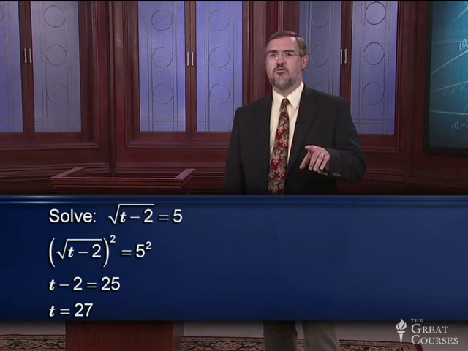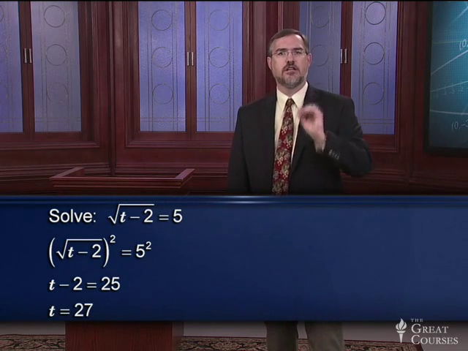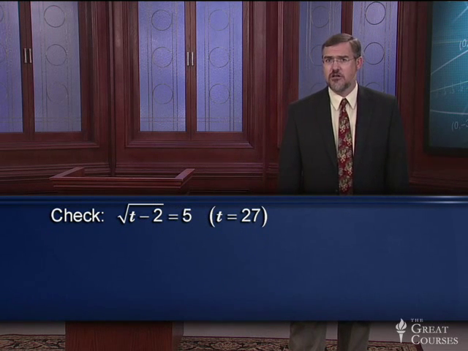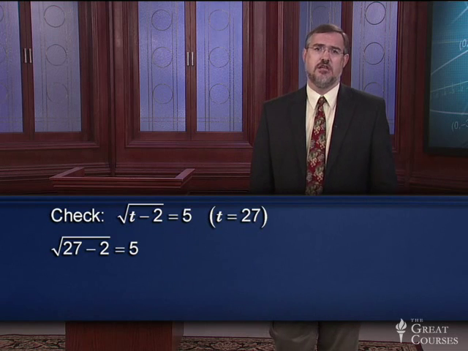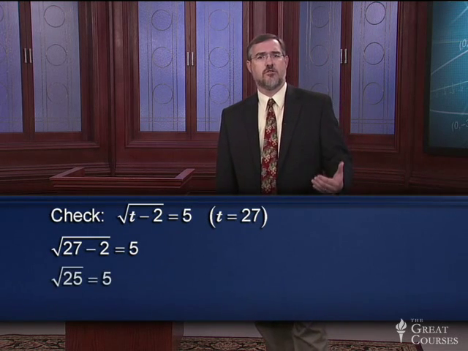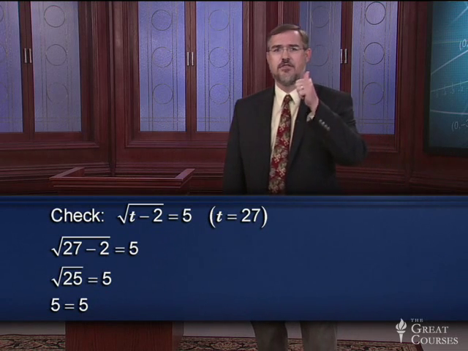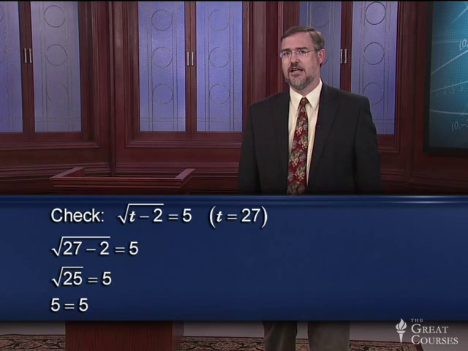Now our final answer is 27 here. Again, we have to check to make sure that that really is a solution. So I plug 27 back in for t in the original equation, and I have square root of 27 minus 2 equals 5, which is the same as square root of 25 equals 5, or 5 equals 5. Thumbs up. That really was a solution, so 27 is my final answer.